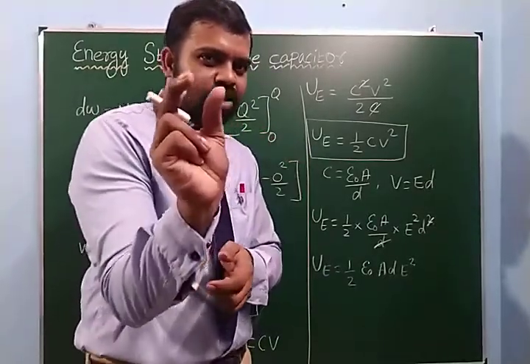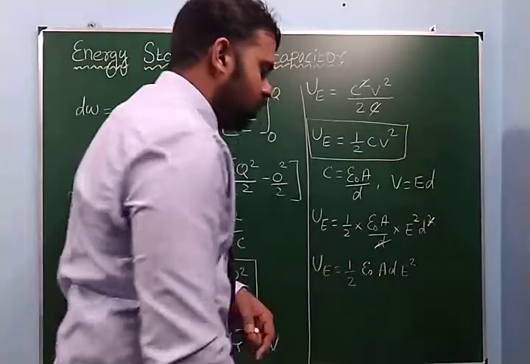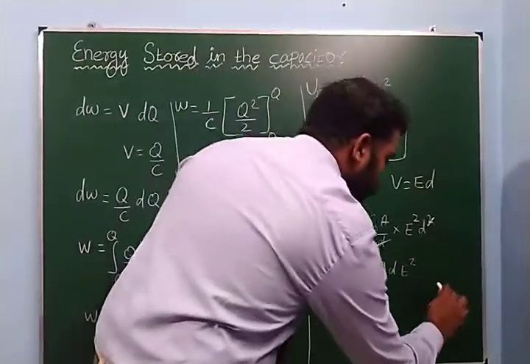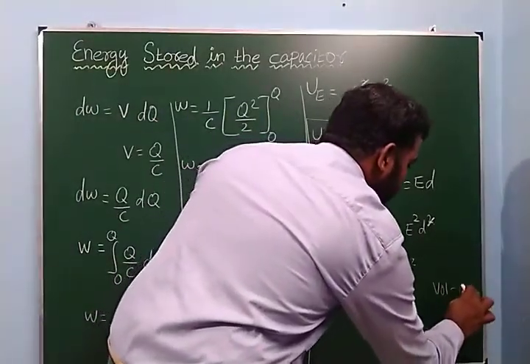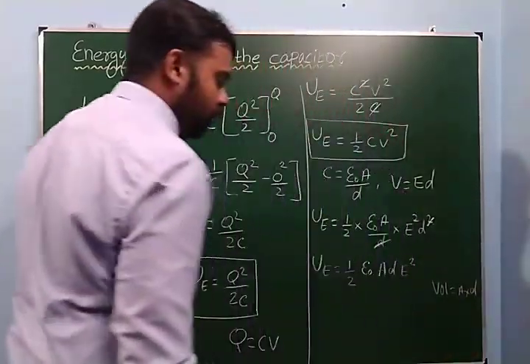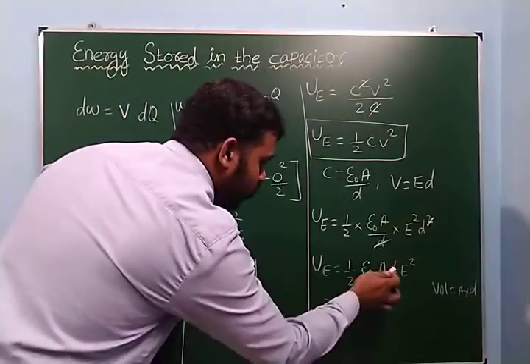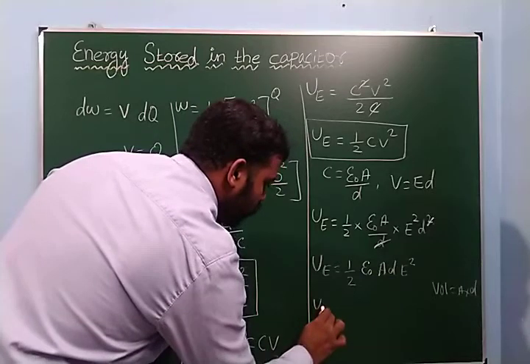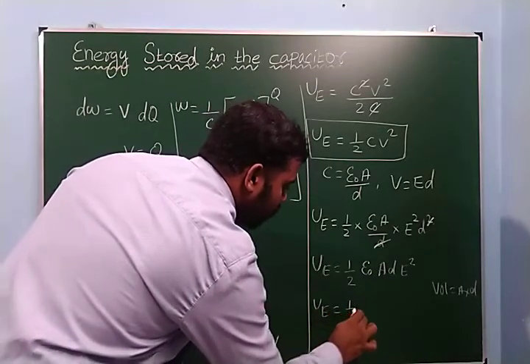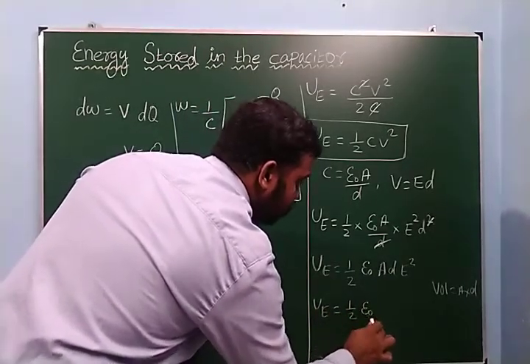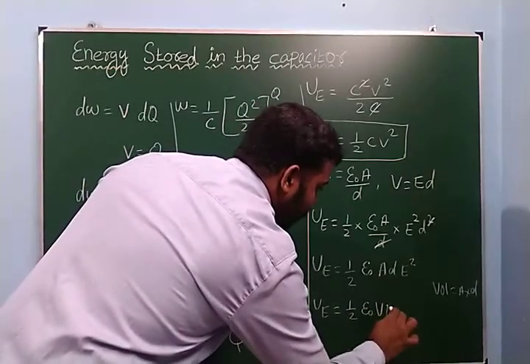Area into D, where D is the thickness, which means the distance between the two parallel plates. So area into thickness, we can write as volume. So volume can be written as area into D. Instead of this AD we can write V. So the electrostatic energy U is equal to 1 by 2 epsilon naught V E square.